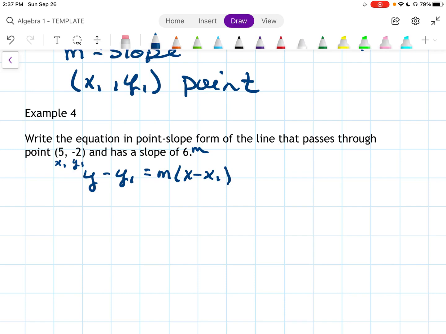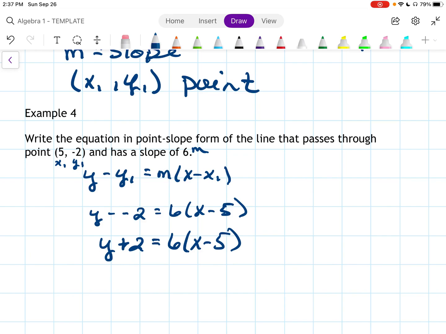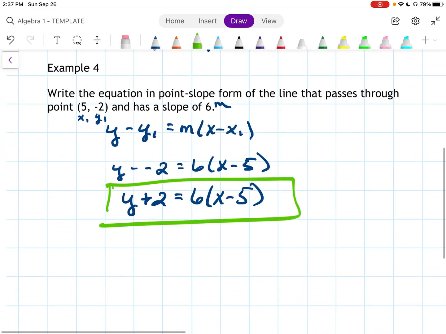Now notice that the negatives, those two minus signs, are a part of the formula. You have to leave them in the formula. So I'll have y minus negative 2 equals 6 times x minus 5. And now I can simplify to say this is going to be y plus 2 equals 6 times x minus 5. And that is it. Right? That's all the new notes for today.